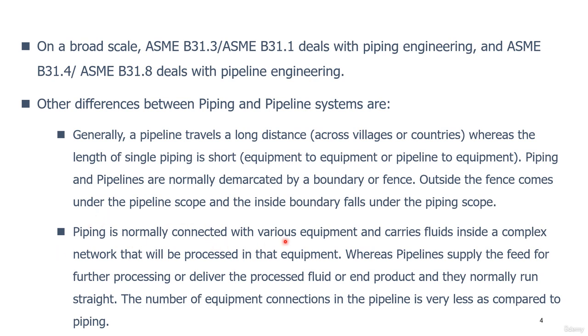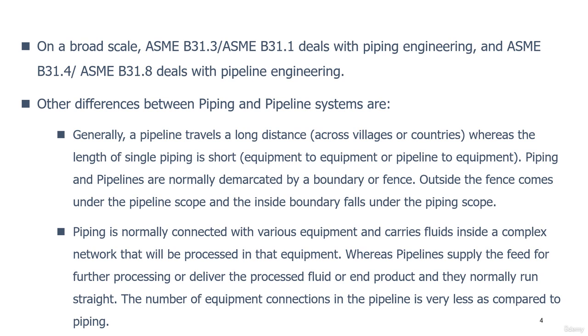piping is normally connected with various equipment and carries fluids inside a complex network that will be processed in that equipment. So whenever some equipment is there, the fluid will be processed inside that equipment, and because of that a piping network is required, which is normally of a very complex nature, whereas pipeline systems feed for further processing or deliver the processed fluid. Means it may be such that the pipeline is feeding into the piping system, which will be processed inside equipment.